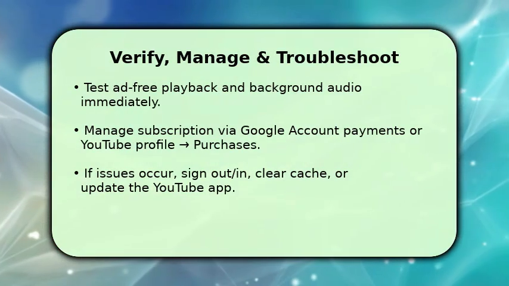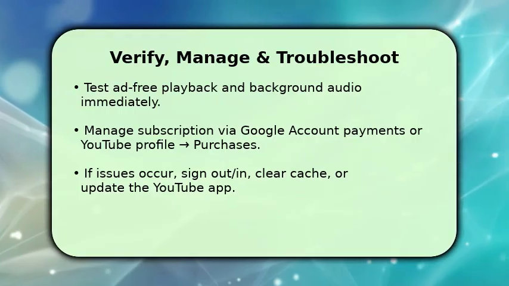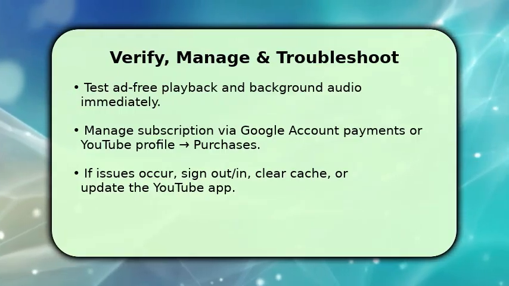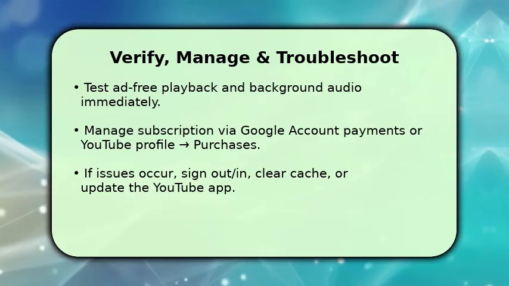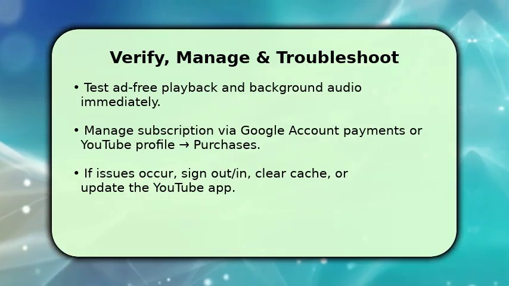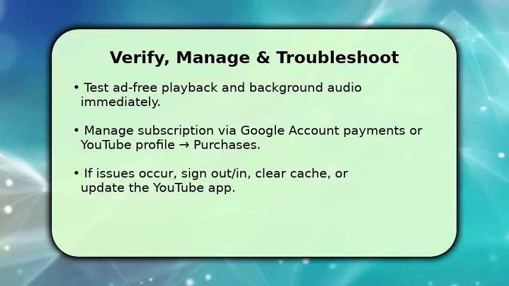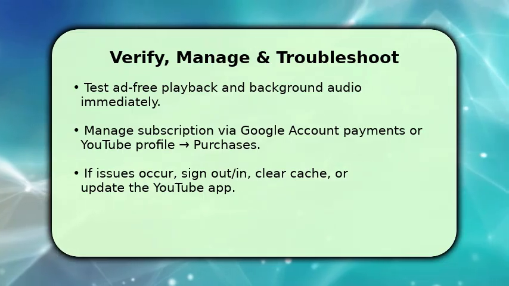Finish by verifying Premium features. Play a video, lock the screen, and confirm audio continues. Download one video and play offline. Then manage billing or cancel through your Google account or YouTube profile under Purchases. This controls renewals and family members.